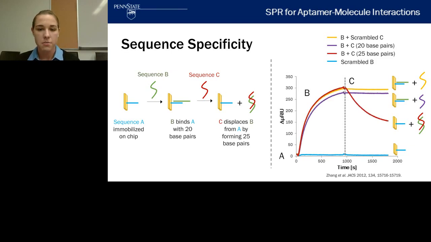Next, we can use sequence C, which binds to sequence B with 25 base pairs, to dissociate sequence B from A. And this you can see in the sensorgram in the red signal, where the sequence has 25 base pairs. If we lower the amount of base pairing in C to only 20 base pairs, we can see that this displacement does not occur. In a similar way, if we scramble the sequence of C, it doesn't specifically bind to B in this case, and in the same way, we don't see any dissociation of B from A.